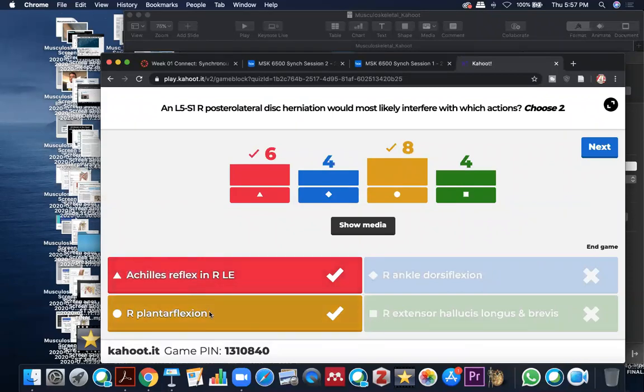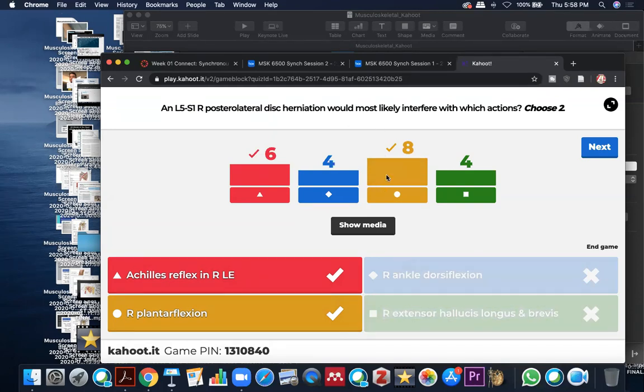And then right plantar flexion. So when you're testing those myotomes, gastrocnemius and soleus, which are the plantar flexors, those were the S1 myotomes. So plantar flexion on the right side would also be affected. These ones wouldn't be, because ankle dorsiflexion is L4, and hallux extension is L5. So that's why these two would not be the answer.